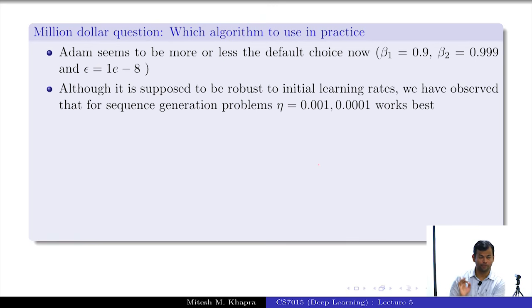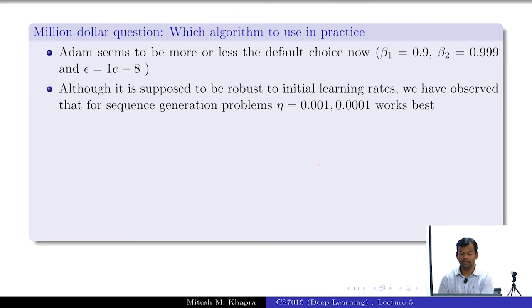Although it is supposed to be robust to the initial learning rate, right? Because you are tampering with the learning rate as you go along. You're not sticking to eta, but you're conveniently blowing it up or shrinking it based on your requirement. So it should not be sensitive to the initial learning rate. But we have observed that at least for the sequence generation problems, if you use one of these learning rates as the starting point, they work best. Of course, these are again heuristics, right? Because it also depends on how much data you have and so on.